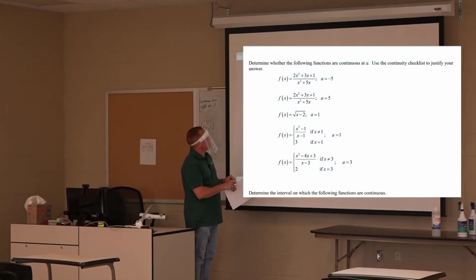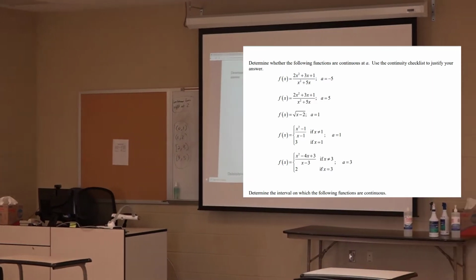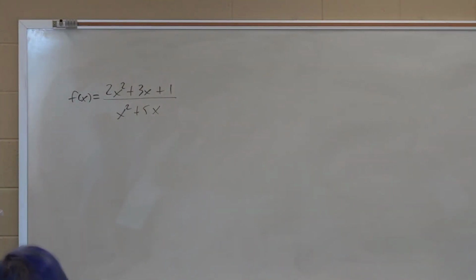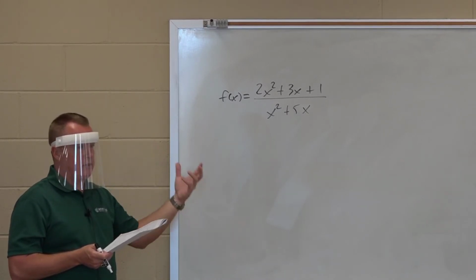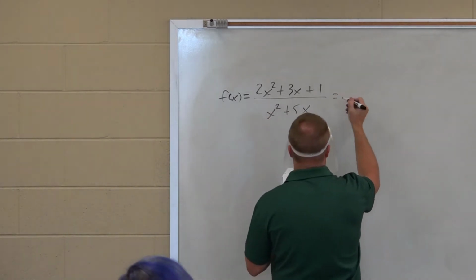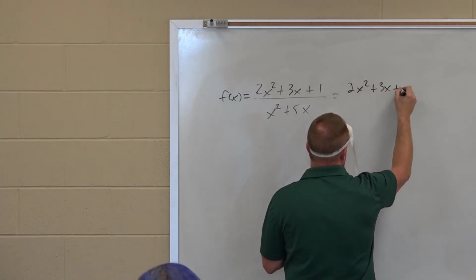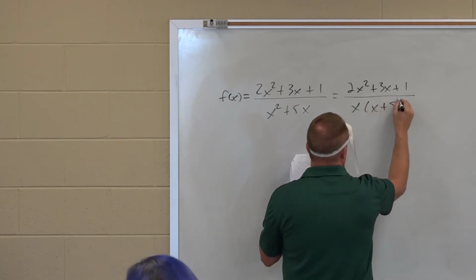Determine whether the following functions are continuous at a. Use the continuity checklist to justify your answer. Okay, so we'll look at a few of these. I want to notice that is a rational function. If it is a rational function, I've got x's in my denominator. Wherever the denominator is 0, that's going to be either a vertical asymptote or a hole, and it will not be continuous at that point. So what I could do here now is really just factor the denominator. I don't need to worry about the numerator. It will factor, but it really doesn't matter for this question what it's doing. So I get that.